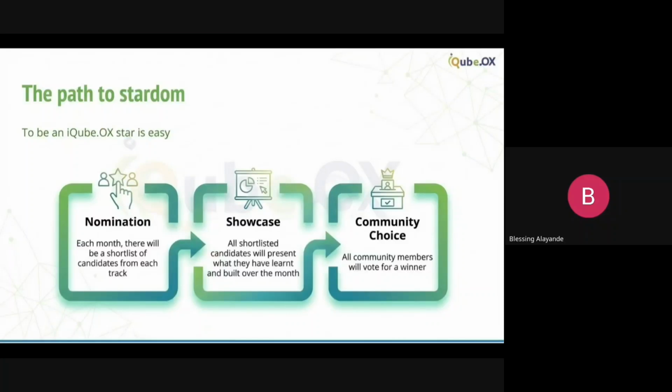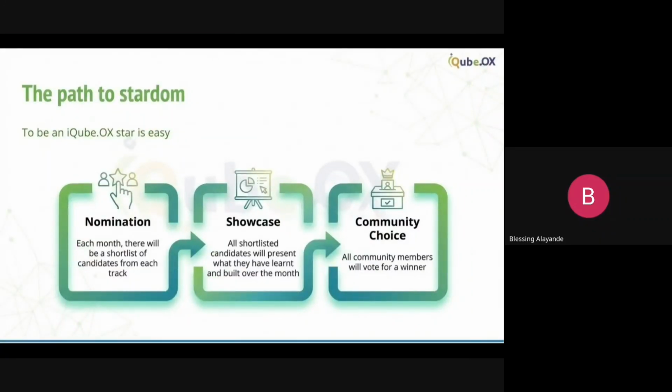So the way to become one is actually very easy. Every month, there'll be a shortlist of candidates from each track who qualify to be OX stars. Your fellow mentees are seeing you, so there will be a shortlist. And after shortlisting the participants, you would have to showcase what you've learned so far, right? So even if you're in front end, back end, AI, ML, whatever track you're in, you'll be expected to showcase what you've learned and demonstrate that you actually know it.